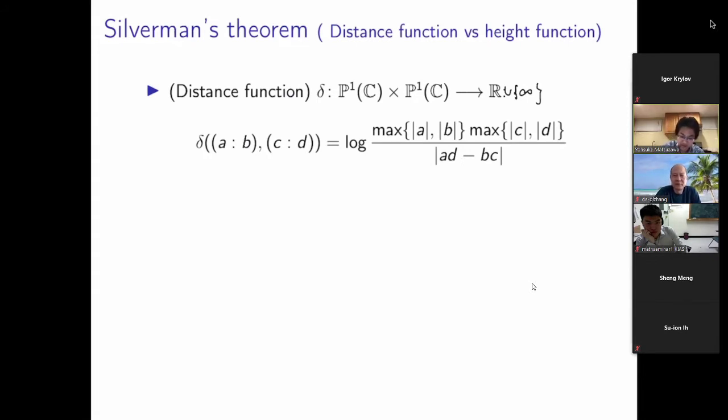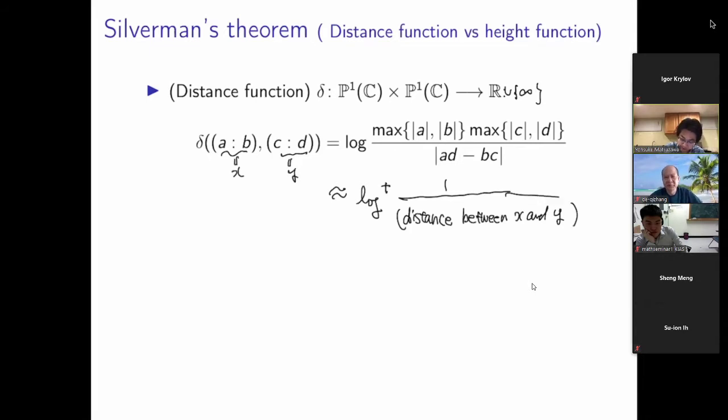So delta is defined in this way, but this looks ugly at first look. So let me explain in a more down-to-earth way. Roughly speaking, this is log plus of 1 over the distance between these points. Say, let me call this point X and this point Y, the distance between X and Y.